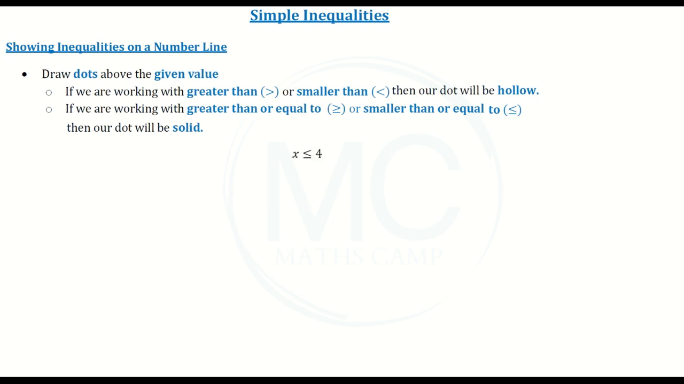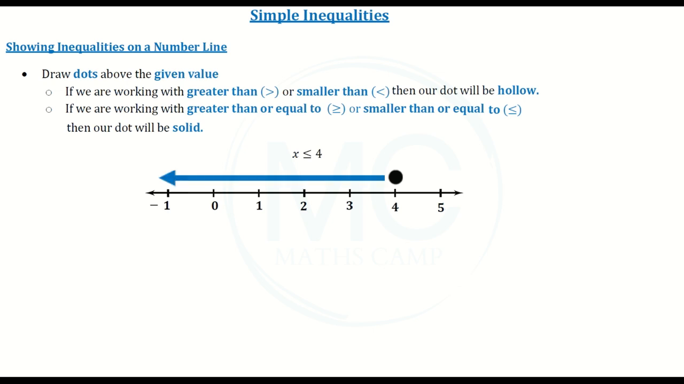Let's do another one. In this case, x is smaller than or equal to 4. It is smaller than or equal to 4, so we need to put a solid dot above the 4. We are looking at smaller values, so we draw our line to the left of 4.